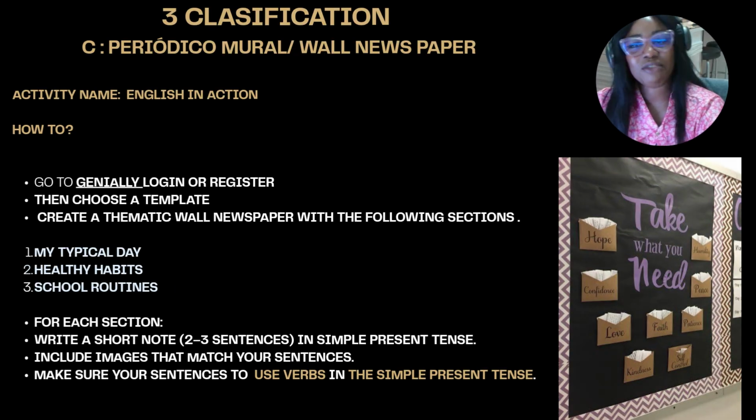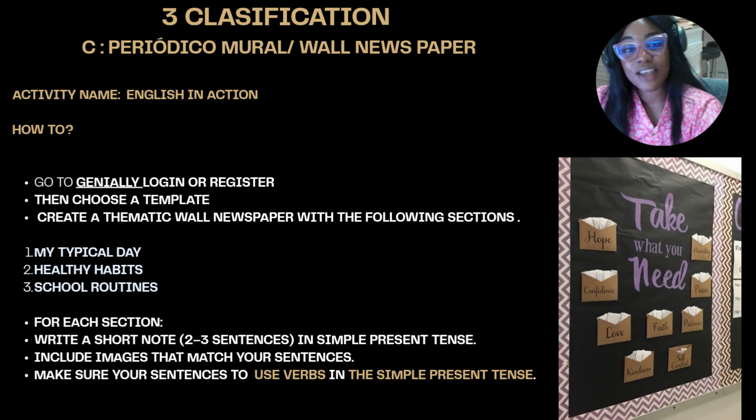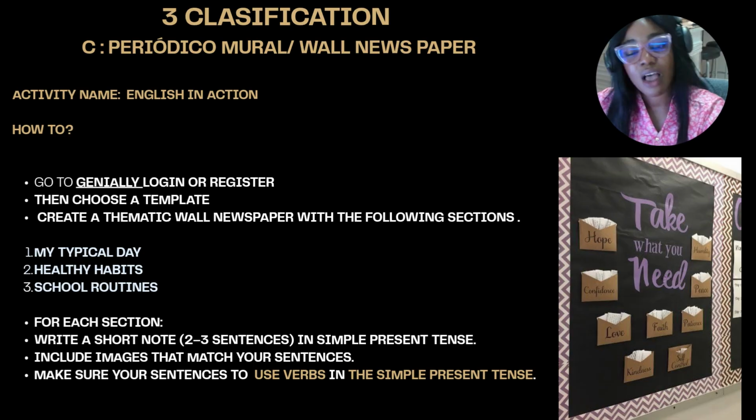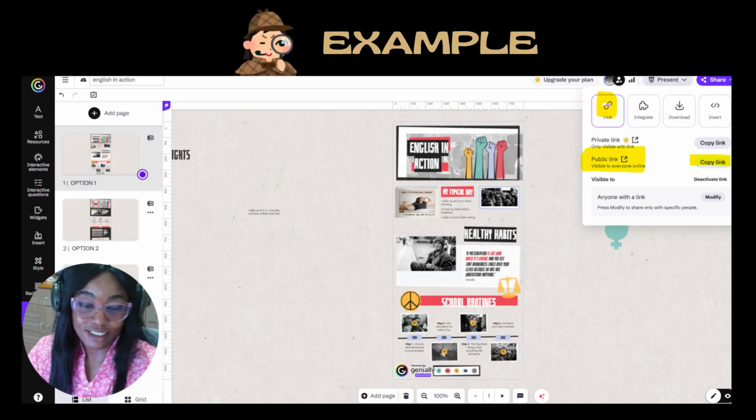Now, on Genially, we are having our classification, which shows a wall newspaper or bulletin board. What they will do, they will go, in this case, to Genially. We're going to use Genially for the next activity. They will log in, register, choose a template as we're doing on previous activities, right? And this is actually the example on how it's supposed to look like.